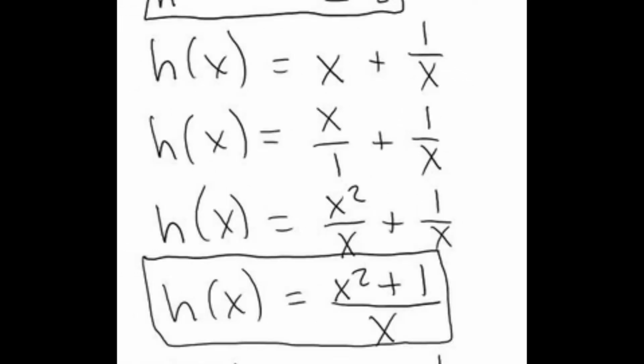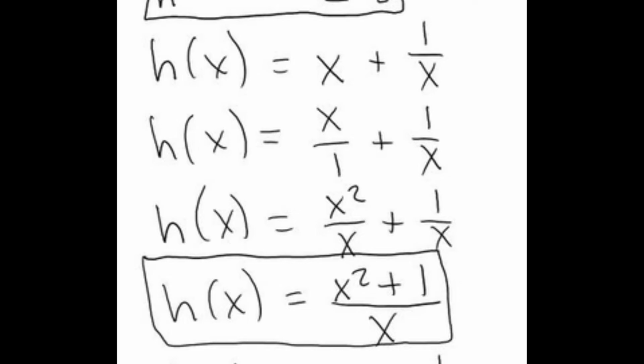Next one, it says, what's h of x? So this one is people get freaked out about this one. You're just going to take x and plug it in for all the t's. So we get x plus 1 over x. You really don't have to do much beyond that.